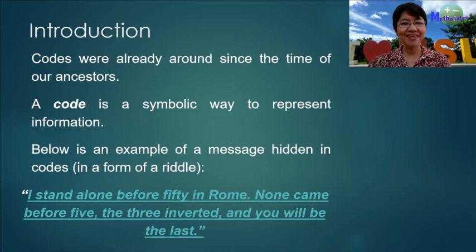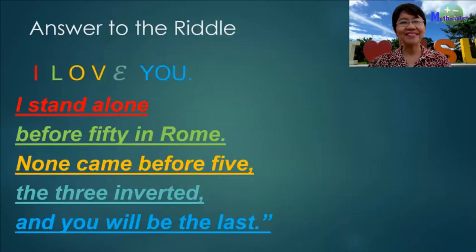What is the meaning of the riddle? The answer is, I love you. I stand alone before 50 in Rome. So 50 is the symbol L in Roman numerals. None came before 5, so that is the 0. And then the 5 is another Roman numeral. And then the 3 inverted, that's a Greek letter epsilon, which stands for E. And you will be the last. I love you.